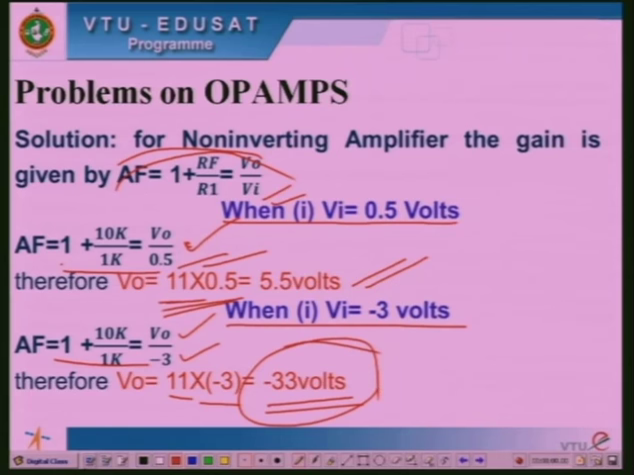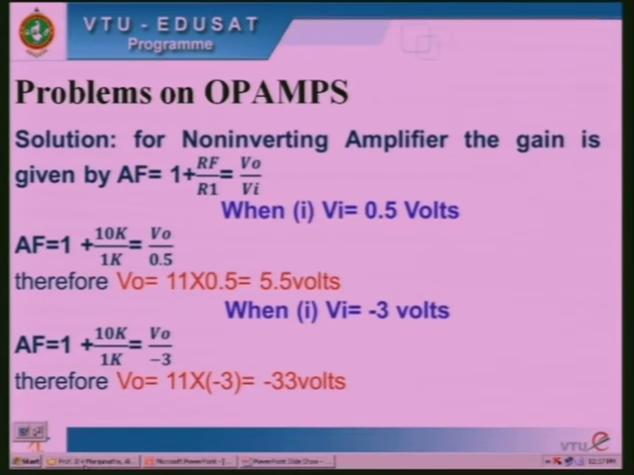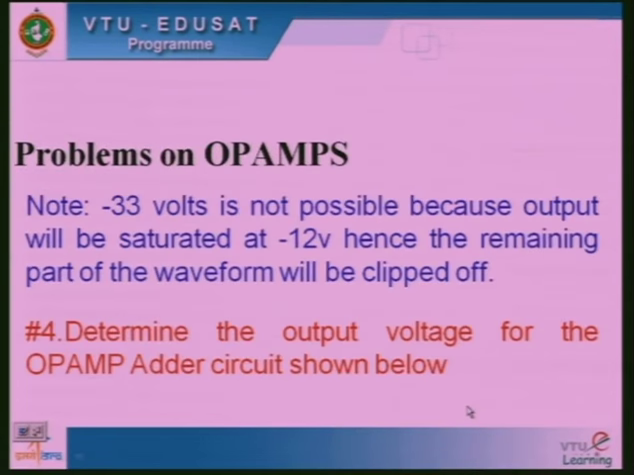Now, let us move on to the next problem. Before that, what is the note which I am giving here? Note for this problem: minus 33 volts is not possible, because the output will be saturated at minus 12 volts. Hence, the remaining part of the waveform will be clipped off. That is what I explained. And let us move on to the next problem, which is the fourth problem.